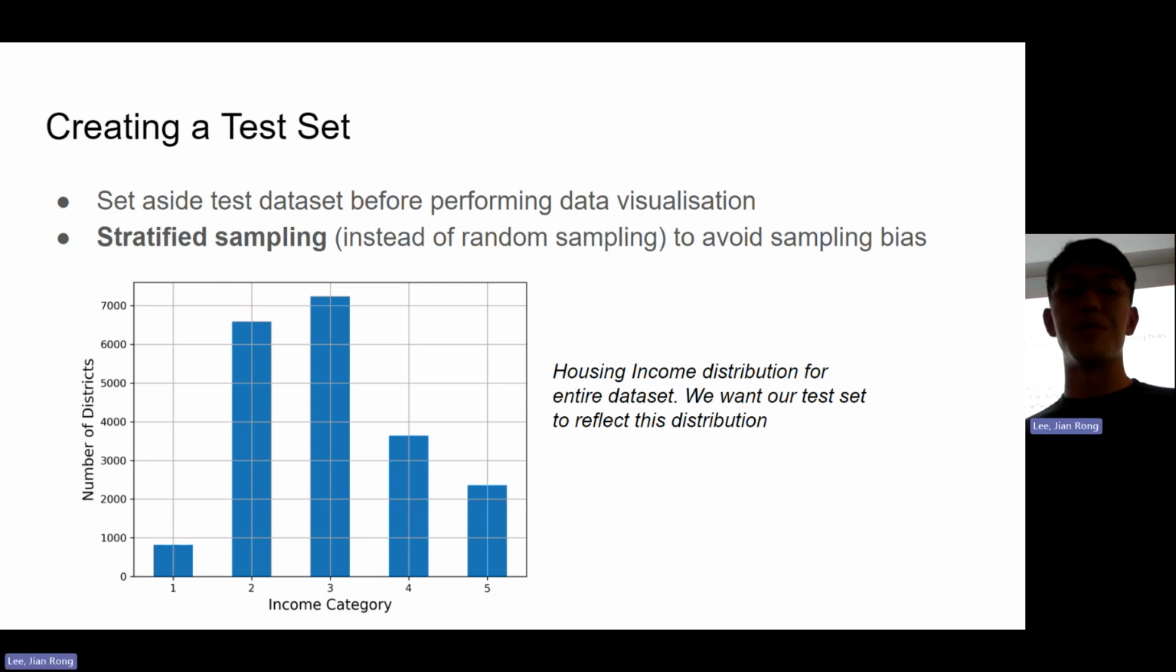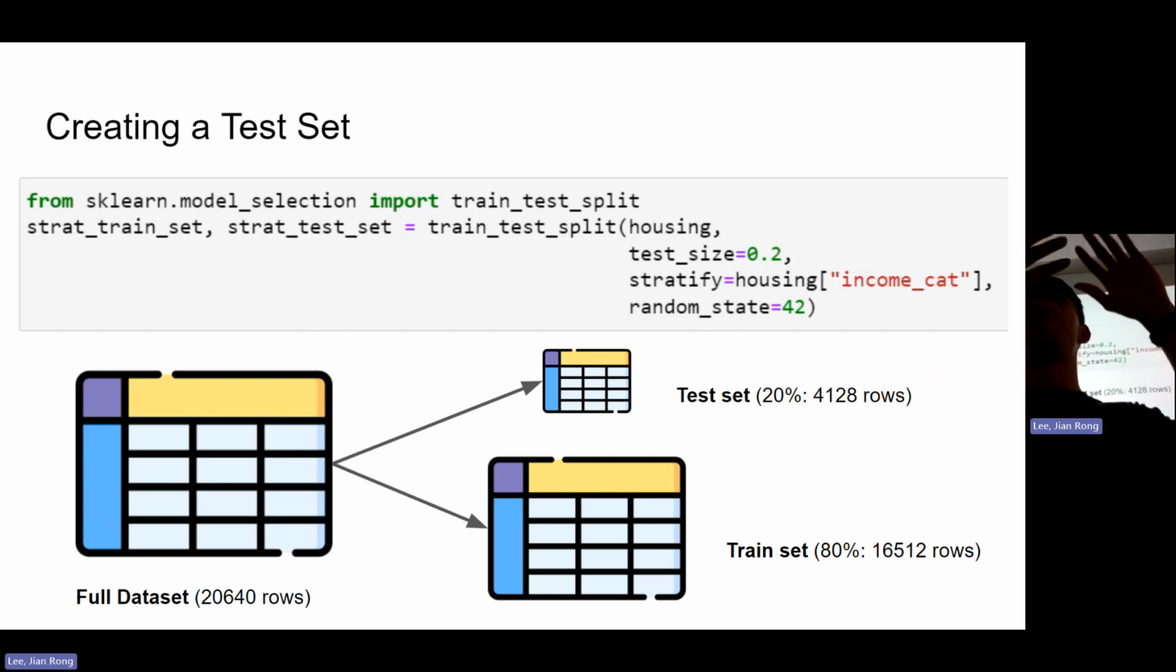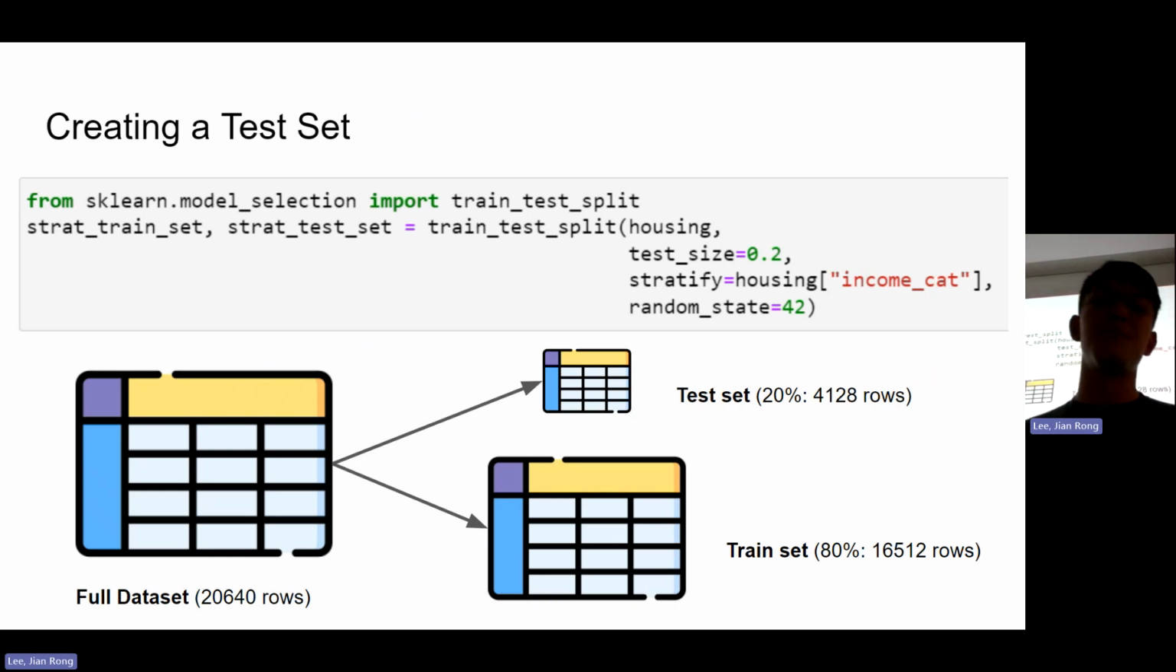Okay, so how do we do that? This is some code to do that. Again, don't be too daunted by it. Just keep in mind what we're trying to do here. We're trying to split up the data into a training set and a test set, and we want to make sure that it follows that distribution that I showed just now.